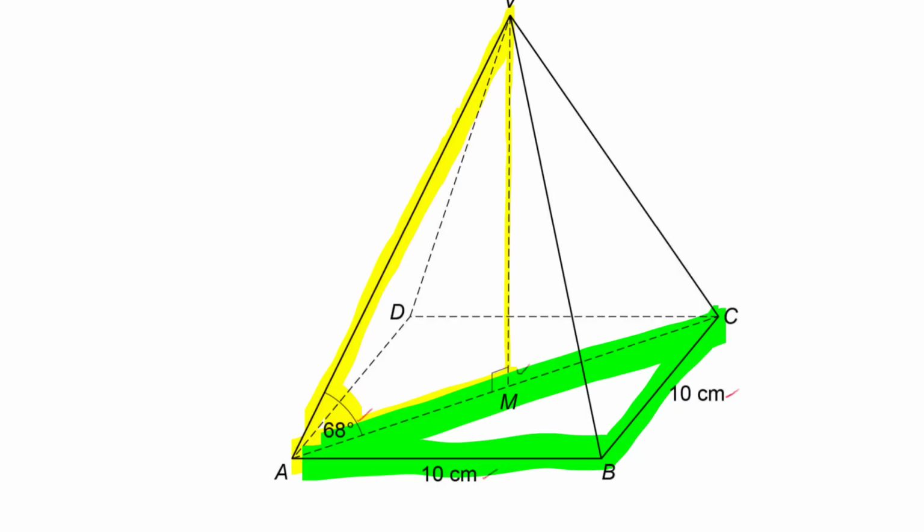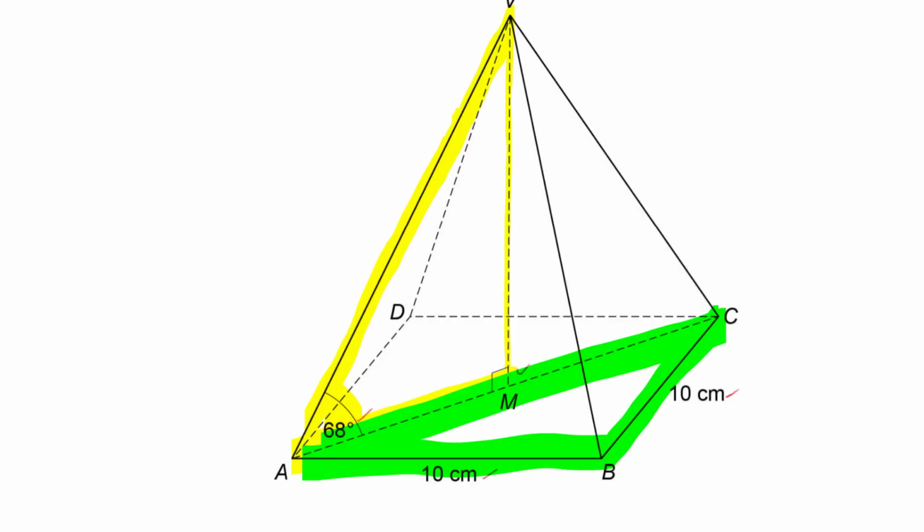Okay, so that's my plan. I'm going to use Pythagoras' theorem first in the triangle ABC to find AC, halve it to find AM, and then use trigonometry in AMV to find the height. Once I know the height, I can shove everything into the volume formula and find the volume.